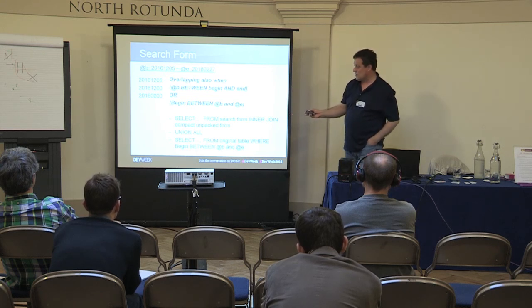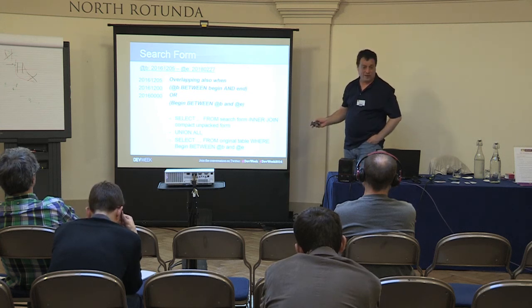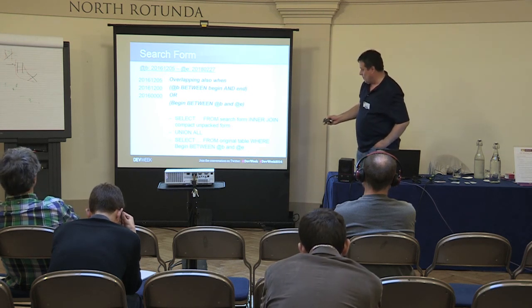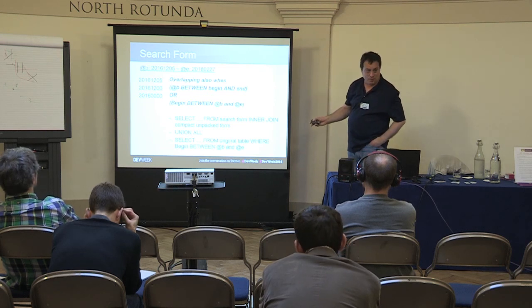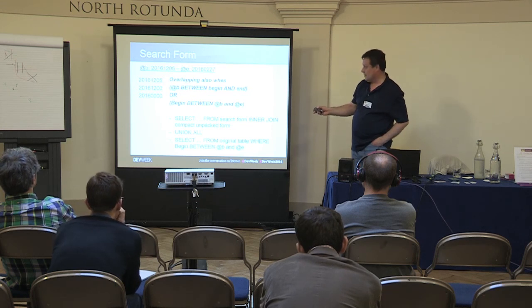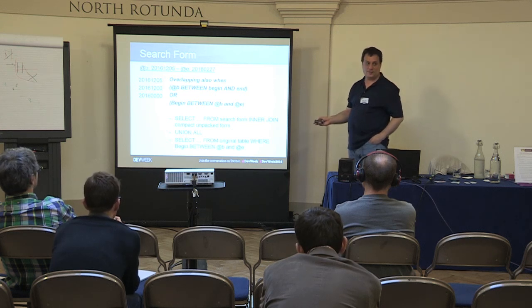Remember when I said in the previous module, overlapping is also when the begin of my given interval is between begin and end of intervals in the table, or the begin of the intervals in the table is between begin and end of my searched interval. Now, please note that I have an index on begin. So this is simply a searchable predicate. This is not, unless, remember, I have the unpacked compact form.